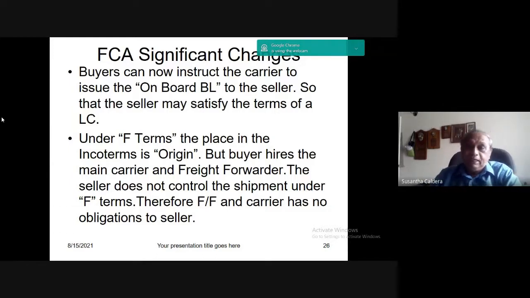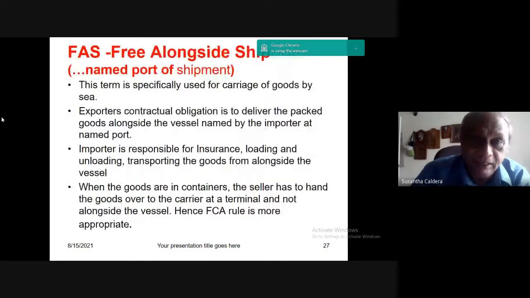It's an optional thing. And under the F terms, the place in the Incoterm is origin. But the buyer hires the main carrier and freight forwarder. The seller does not control the shipment under F terms. Therefore, the freight forwarder and carrier have no obligations to the seller. Right?